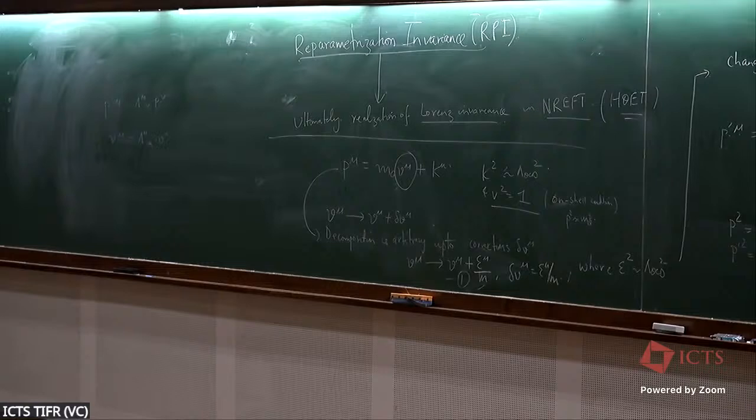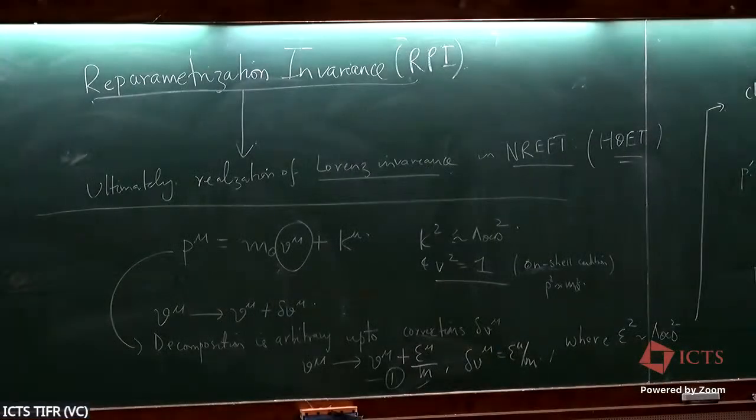When I went from QCD to HQET by doing this breaking in terms of V mu, I chose a specific V mu. I'm already choosing a frame to work with. And that is how I arrived at my HQET branch.